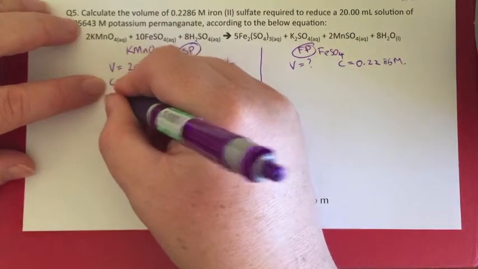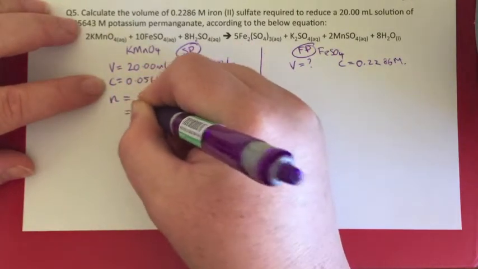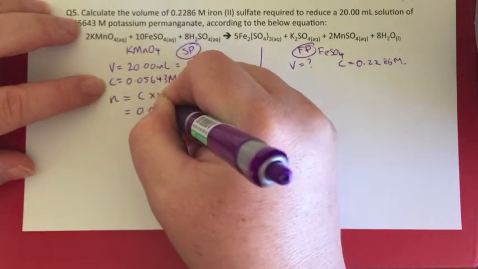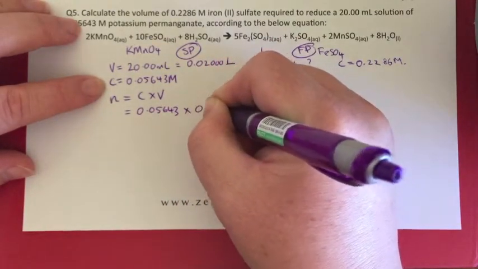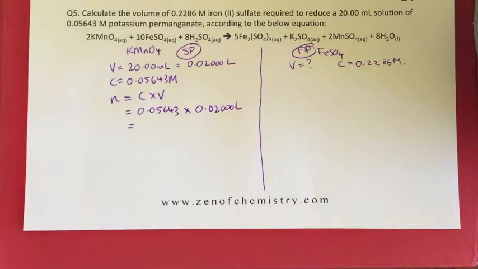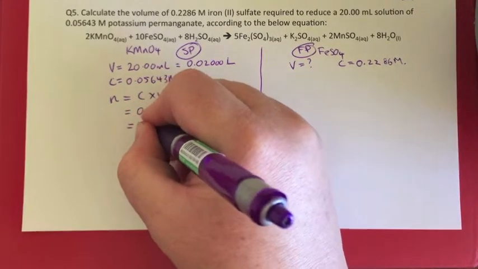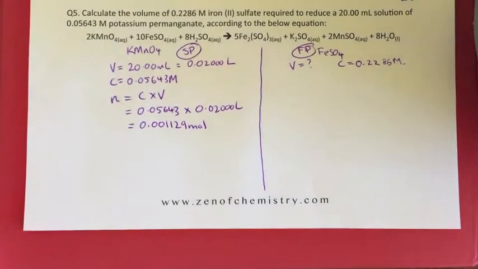So we're going to do number of moles equals C times V. C is 0.05643 times by our volume in litres. Remember, that's not mils, it's litres. So if we throw that in the calculator, we get 0.001129 mole.